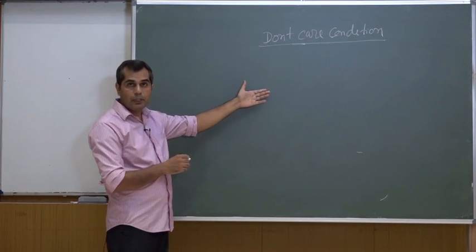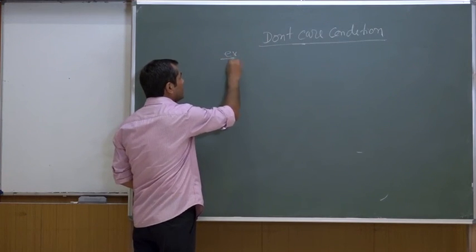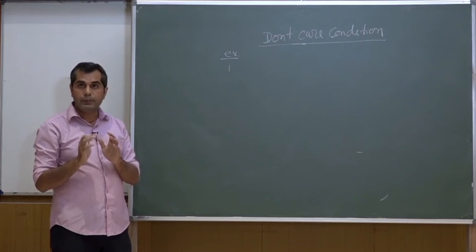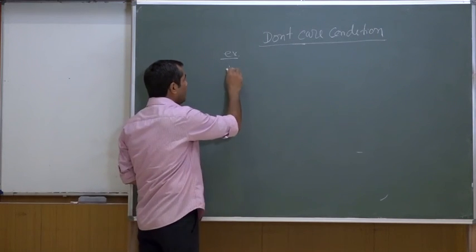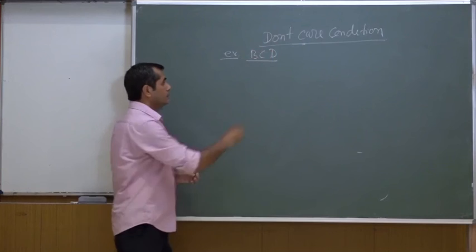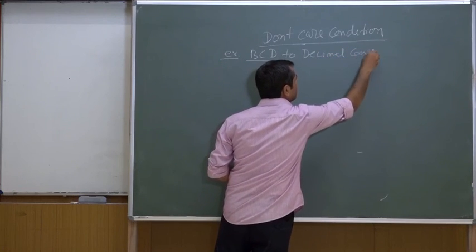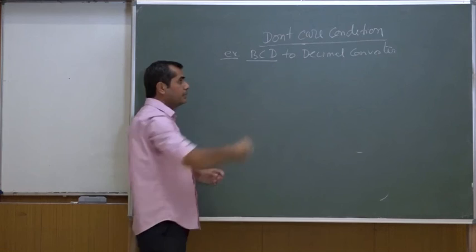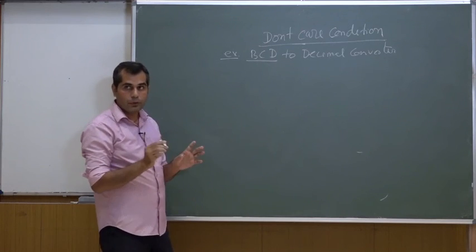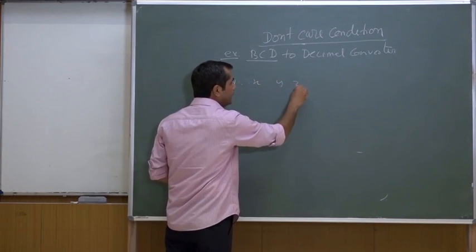For example, let us see that there is a BCD to decimal converter. This is an example where you will know what the min terms actually are. So, I have a BCD to decimal converter. If I write a table for this BCD to decimal converter, for this BCD there will be 4 possible inputs. So, let us say that these are w, x, y and z.